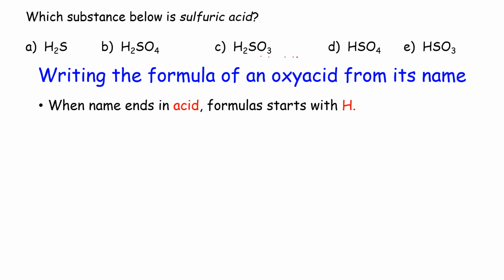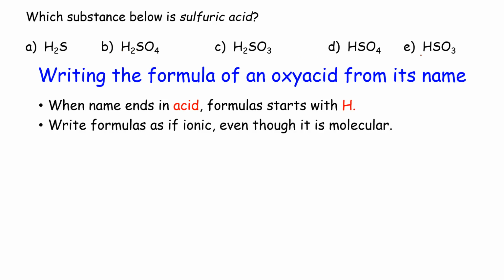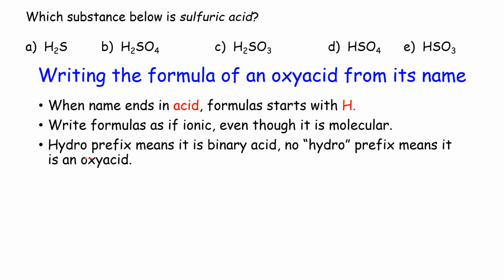And of course, we see all 5 formulas start with hydrogen, so they all could be the choice at this point. Now the hydro prefix means binary. In the acid's name, sulfuric acid, there's no hydro in the name, so therefore it's not a binary. That one is out.